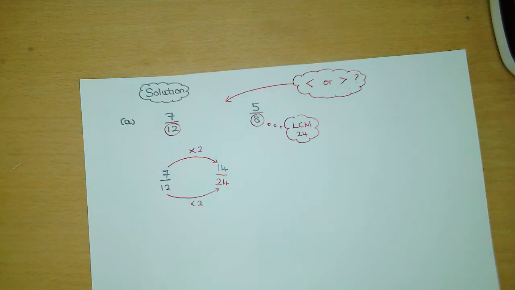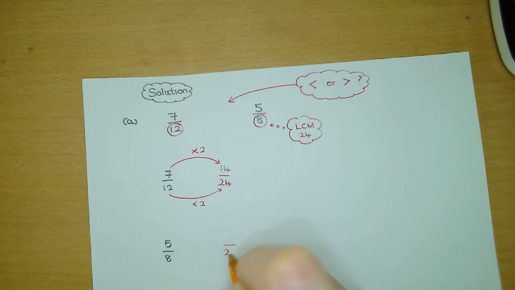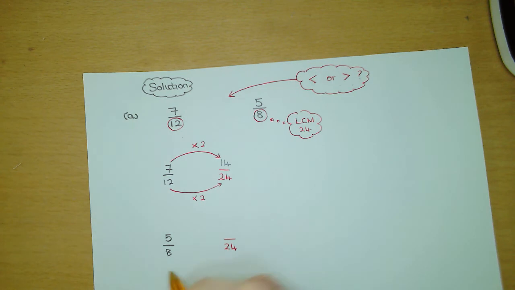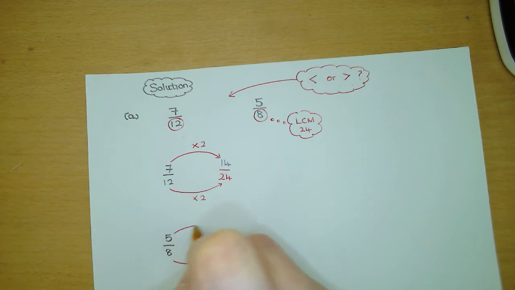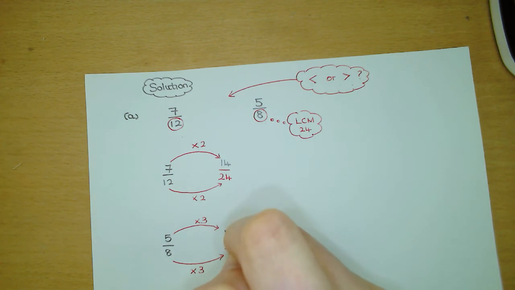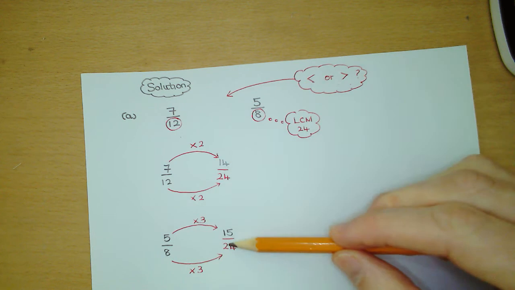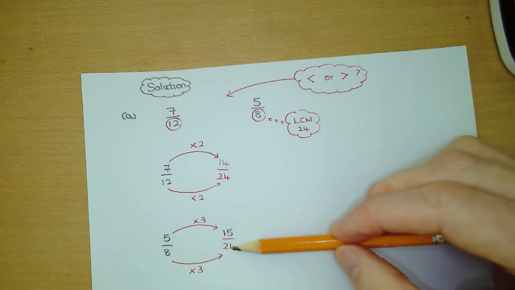So let's do exactly the same thing for 5/8. We need to turn it into an equivalent fraction with a denominator of 24. So we're going to have to multiply 8 by 3, and we're going to have to do exactly the same thing to the 5. We're going to have to multiply it by 3. So 5 times 3 is going to give us 15. So we've changed the original fractions into equivalent fractions with the same denominator.